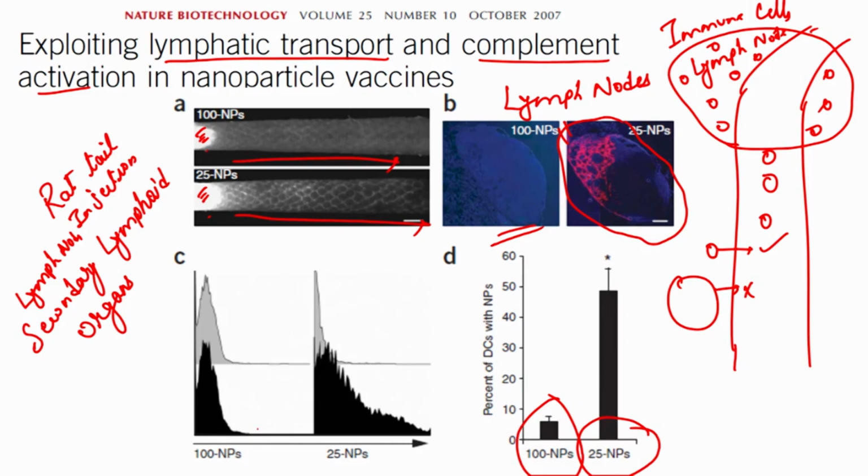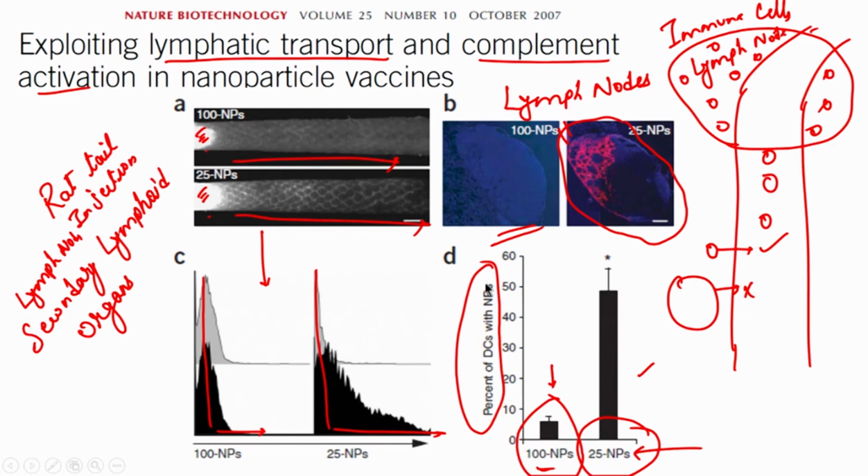So here again is further quantification. This is the site of injection, and you do not see much movement away from the site of injection, whereas with the smaller particles you do see that in these lymphatics. And then you also quantify how many dendritic cells have taken up these nanoparticles at the lymph node, and you find that 100 nanometer is fairly low, whereas 25 nanometer particles have a much higher amount, in fact almost 50%, half of your dendritic cells are now positive for your particles in that site. So that is quite an achievement compared to the 100 nanometer particle.